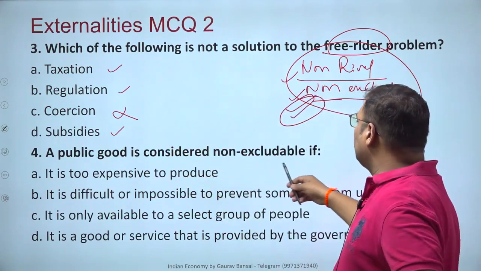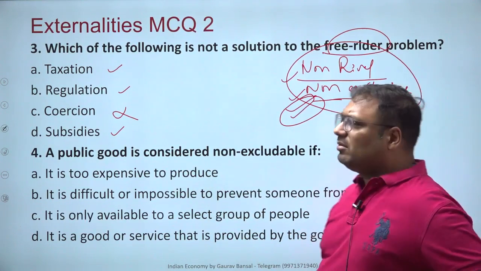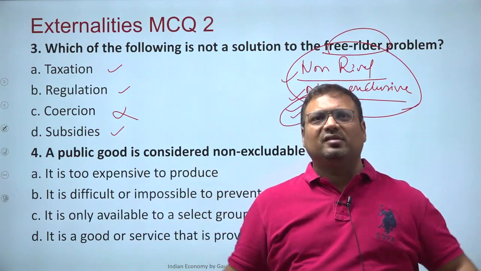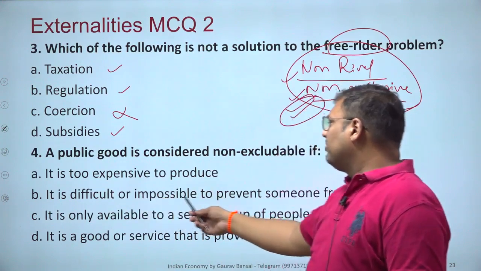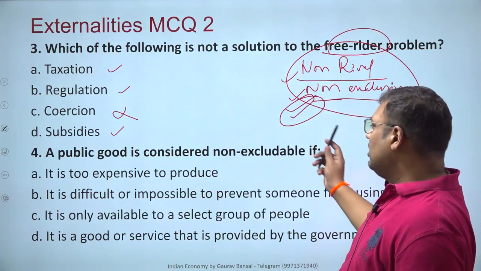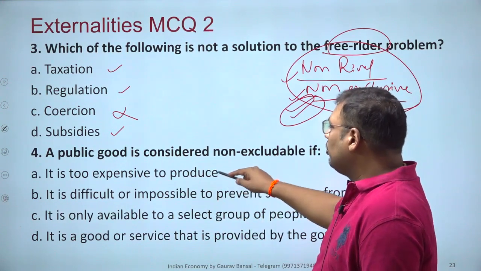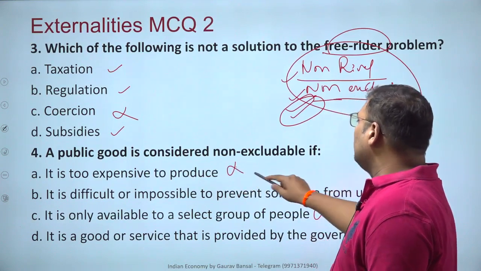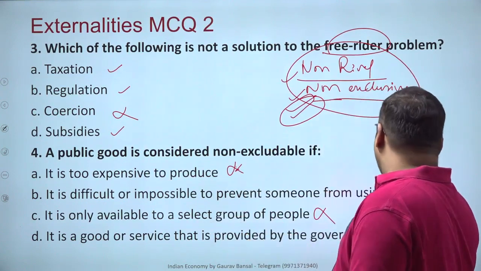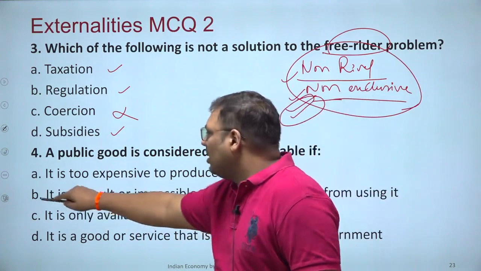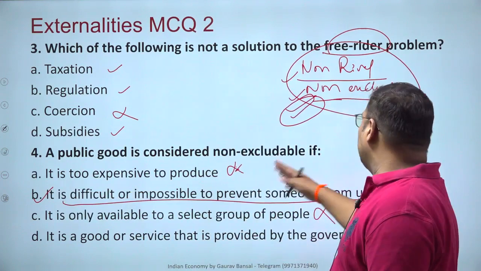Now, a public good is considered non-excludable if... Non-excludable means nobody has exclusive right. Everybody has equal right to share that, use that. It is too expensive to produce. It is difficult or impossible to prevent someone from using it. It is only available to a select group. That means it is exclusive, so it can't be the answer. It is too expensive to produce, so it is generally not likely to be non-exclusive, but this is generally not a related category. And a good or service that is provided by the government doesn't necessarily tell us anything. B is the answer. It is very difficult for someone to stop using it. That makes it non-exclusive.